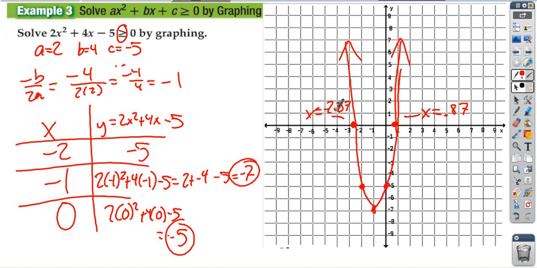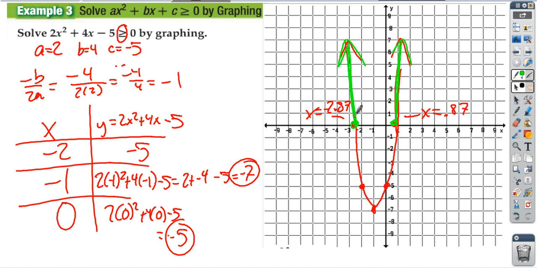Okay. And then how do we solve it? Well, it says solve where it's greater than or equal to 0. Here's the 0 right here. Greater than 0 is this stuff up here. The points that I'm tracing here, that is where the function is greater than 0. So how do we say that?